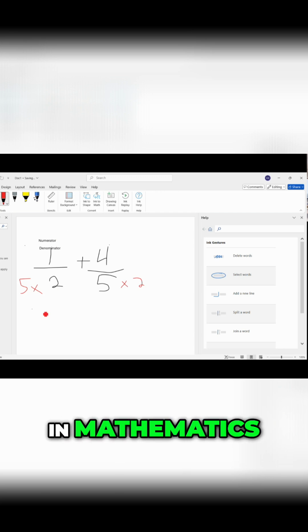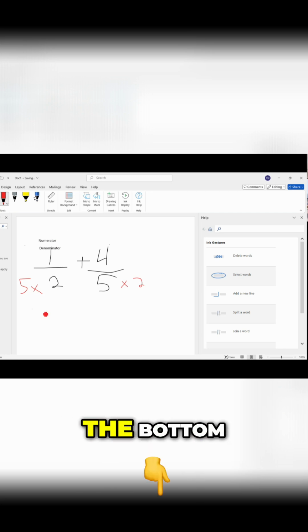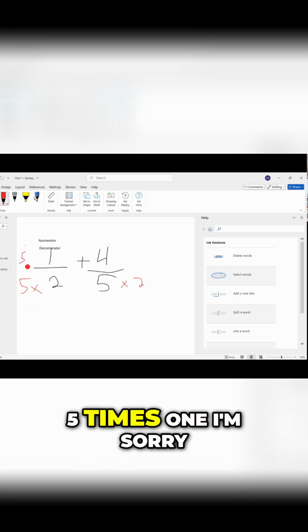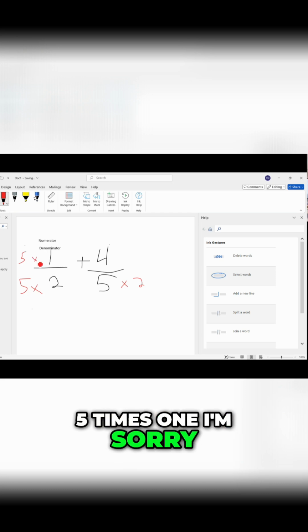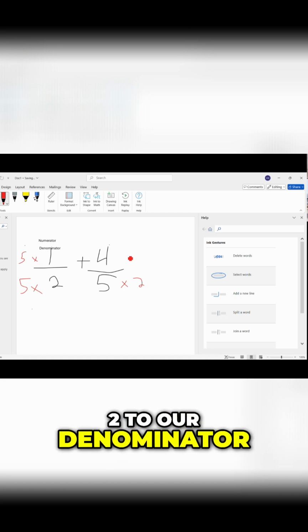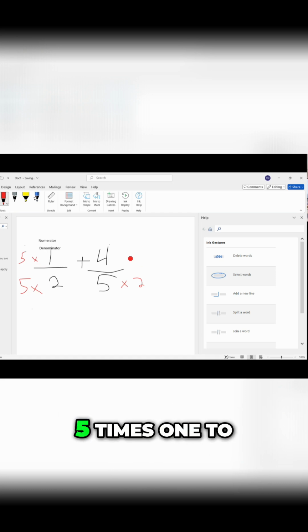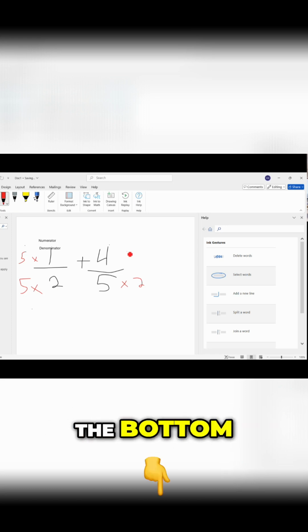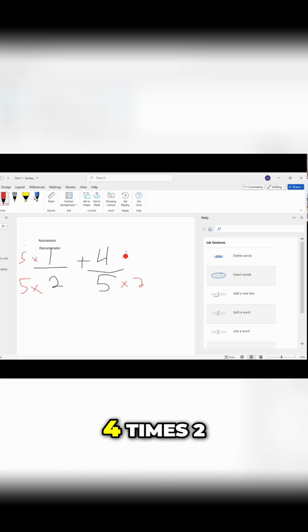Now, in mathematics, what you do to the bottom, you must also do to the top. So if we did 5 times 2 to our denominator, that means we got to come up and do 5 times 1 to our numerator. And then over here, same thing. What we do to the bottom, we have to do to the top. So that's going to be 4 times 2.